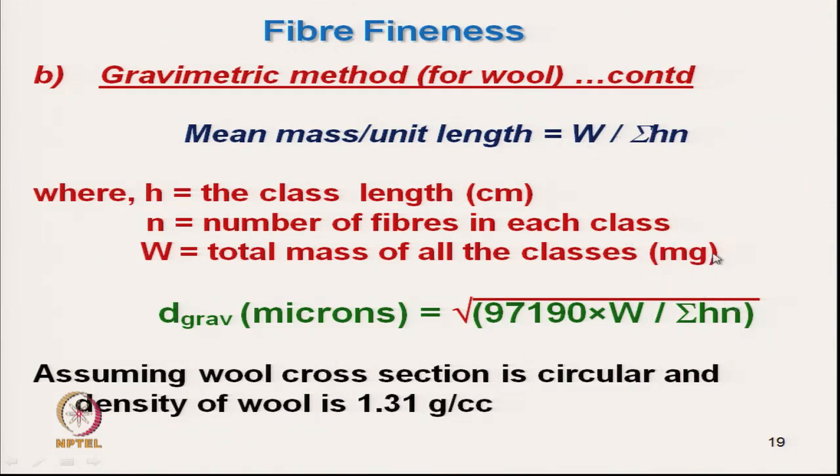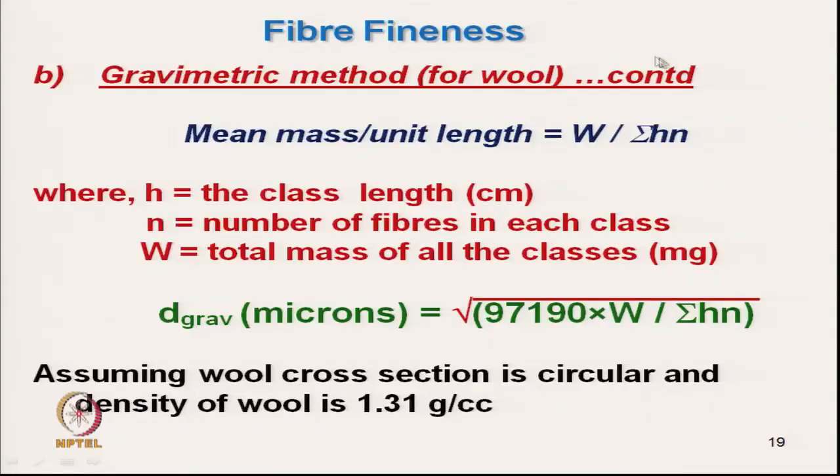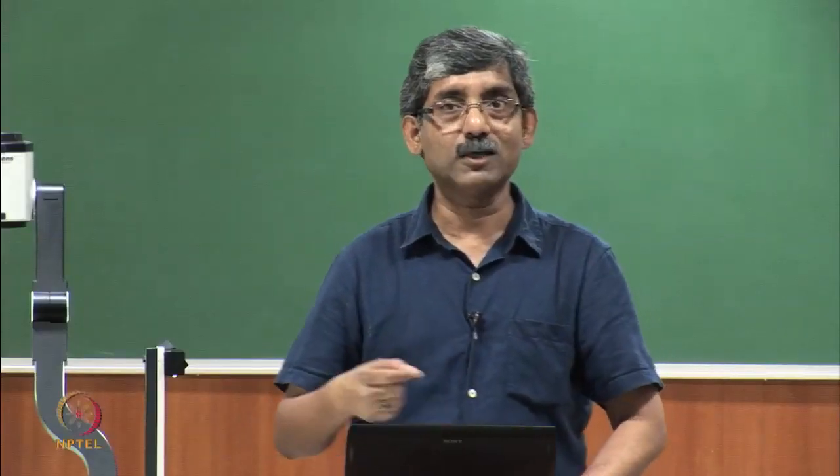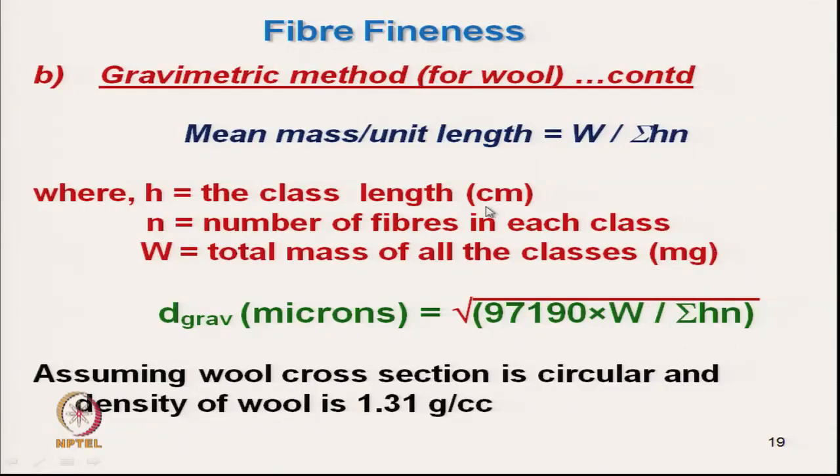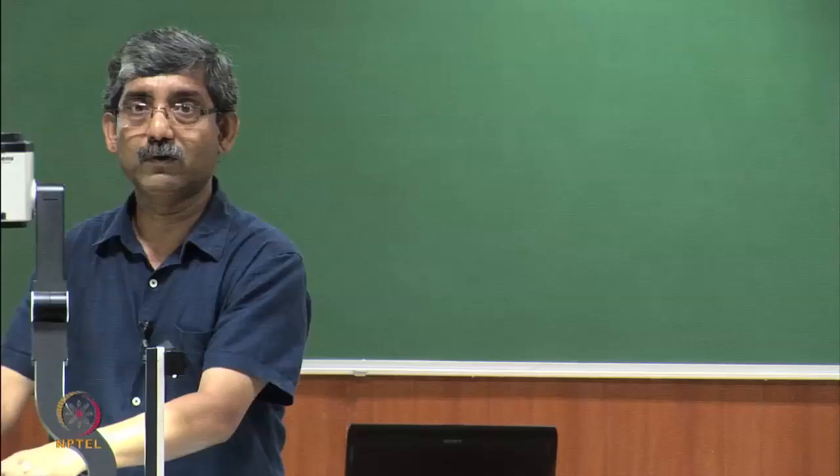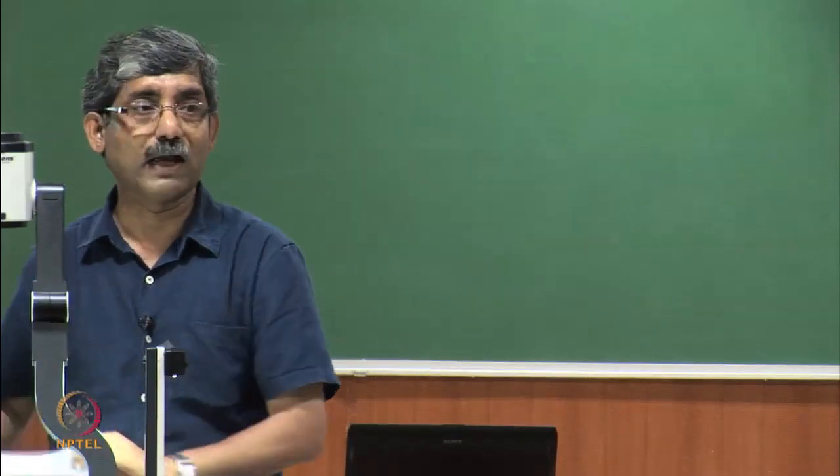Now, as wool is circular in cross section, as we have mentioned, we can convert this mass per unit length into the diameter of the fiber. This diameter is known as gravimetric diameter. So, there are two types of diameters: one is the direct diameter of wool fiber, and another is the gravimetric diameter. If we know the mass per unit length of fiber, then we can convert it to gravimetric diameter. Here W unit is milligram and length unit is centimeter. Now, let us see how we get this constant 97190.